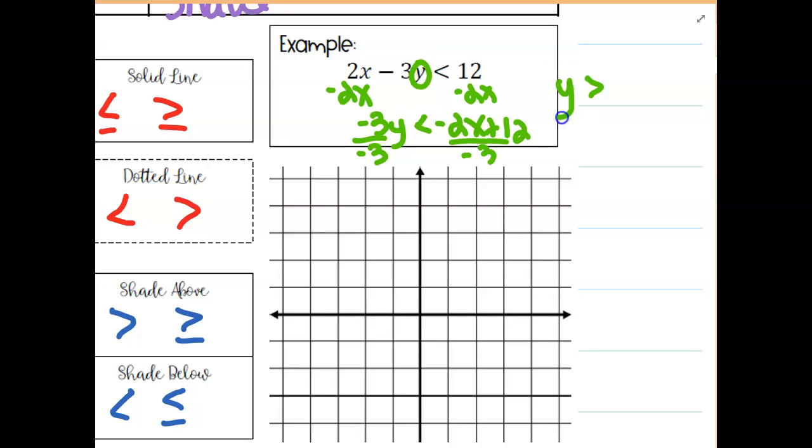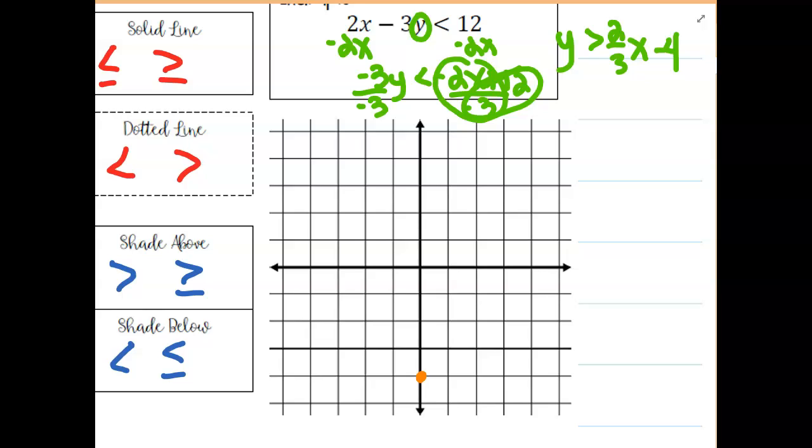So it's gonna be y is greater than, and then we have to do the butterfly method over here. Negative 2 over a negative 3 is gonna be a positive 2/3 x. 12 over negative 3 is gonna be negative 4. Okay, that's the hardest part of this. I promise you that. Once you have it in y equals, this part is exactly as if this were an equation. To graph this line, you're going to start with the y-intercept, which is at negative 4. So we're going to go down here at negative 4 and put a point.